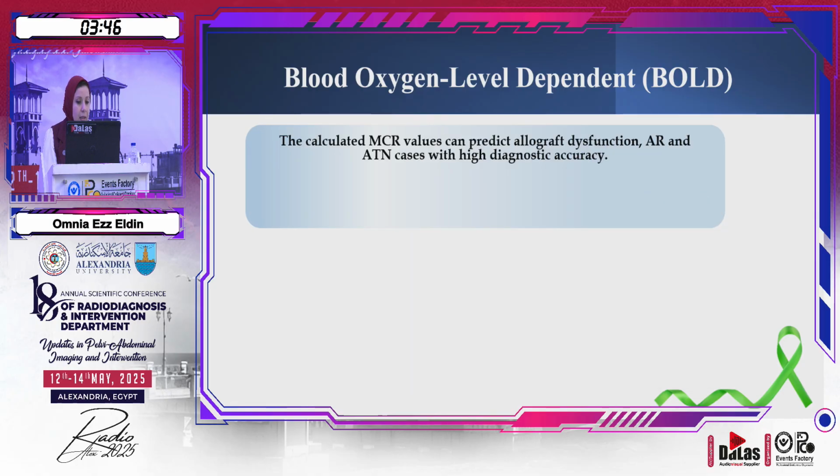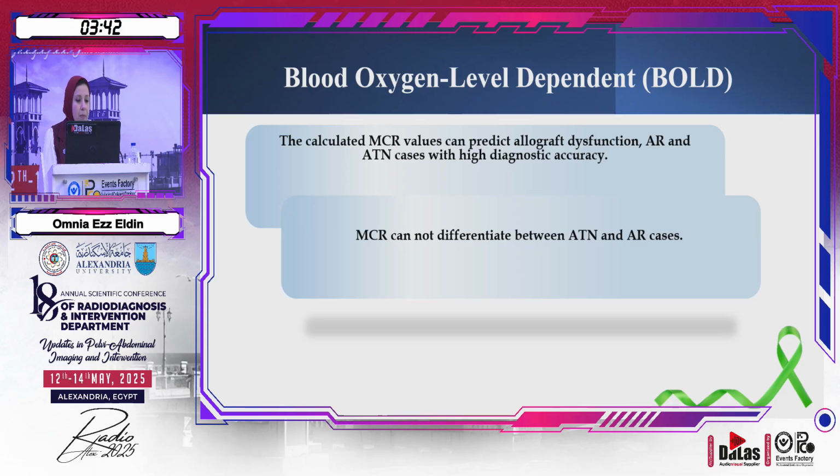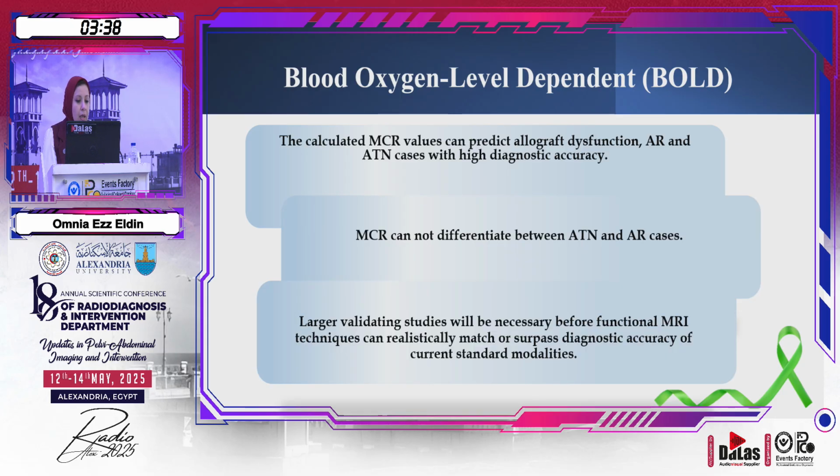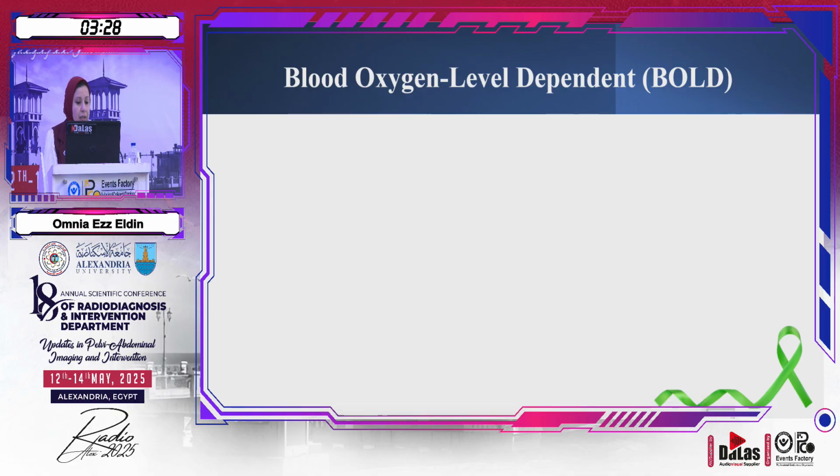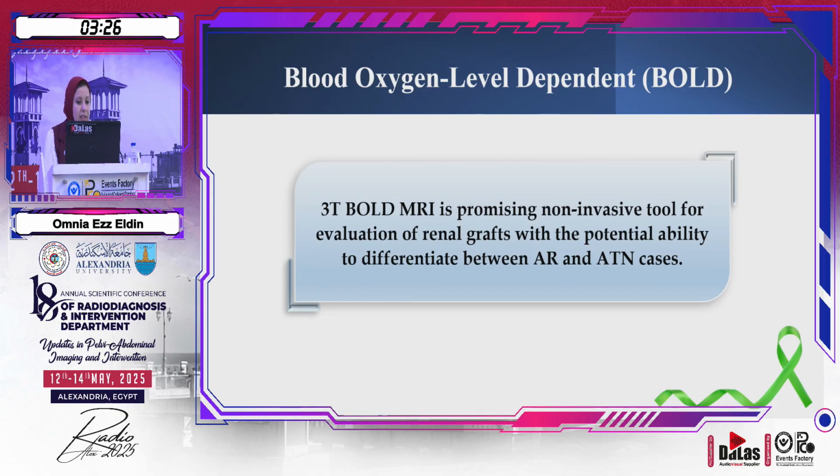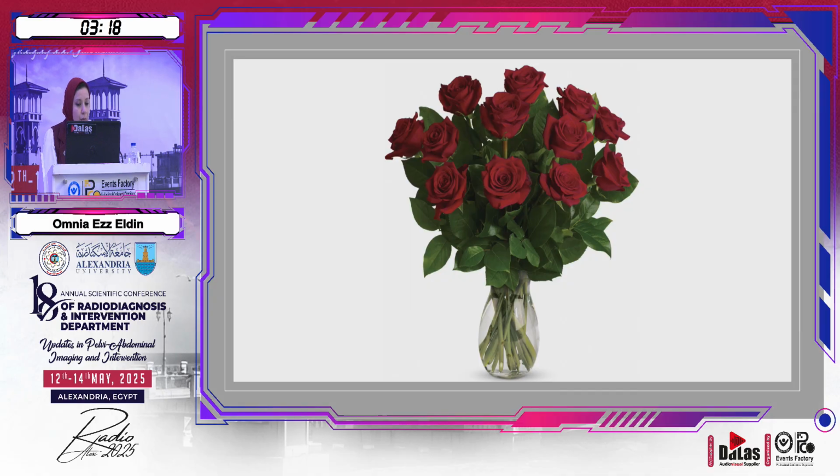A calculated MCR can predict the allograft dysfunction versus the normal group, but it can't differentiate between ATN and AR in our study. Still, a larger validating study will be necessary before functional MRI techniques can realistically match or surpass the diagnostic accuracy of the current standard modality, but it is still a promising non-invasive tool for evaluation of renal grafts with the potential ability to differentiate between acute rejection and acute tubular necrosis.